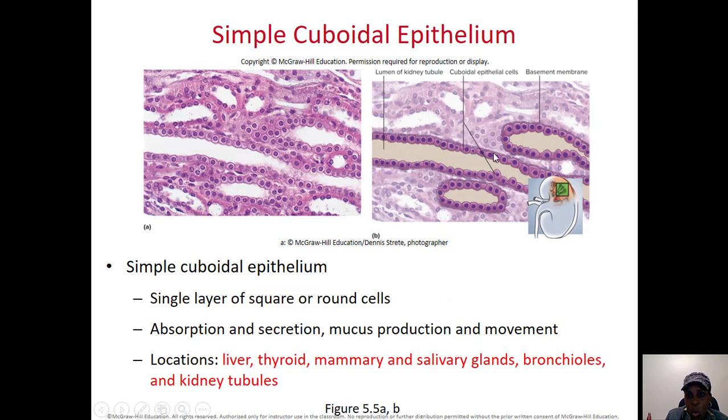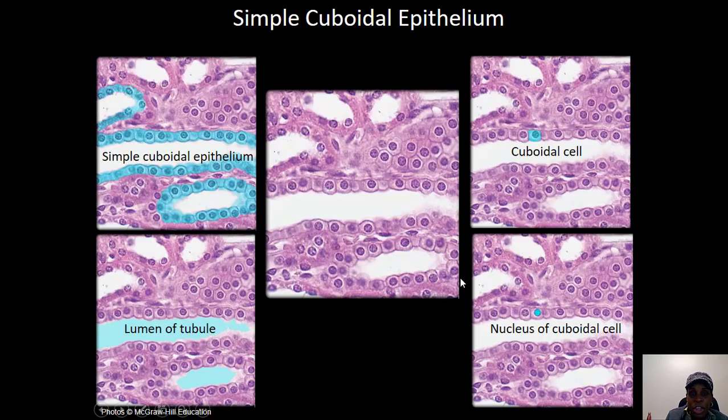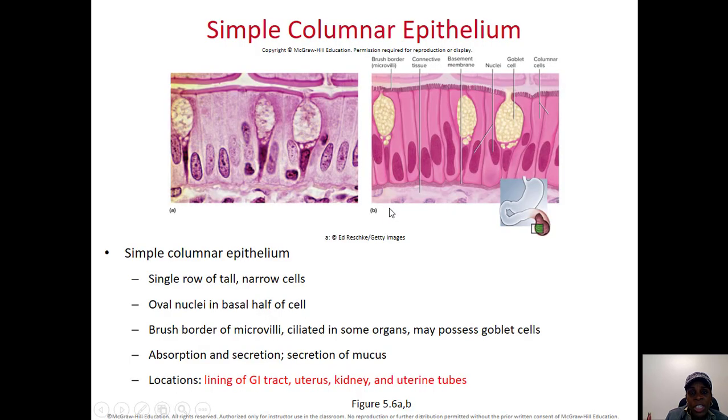And then you can see it's just one layer. On the left, that section is kind of transverse, and here is kind of longitudinal, like a sagittal type of cut. You can see one circle here, one lining. So simple cuboidal, you can find it in the liver, the mammary and salivary glands, the bronchiole, and the kidney tubule. Then you see the simple columnar. You find it in the lining of the gastrointestinal tract, the uterus, the kidney, and the urinary tubes.